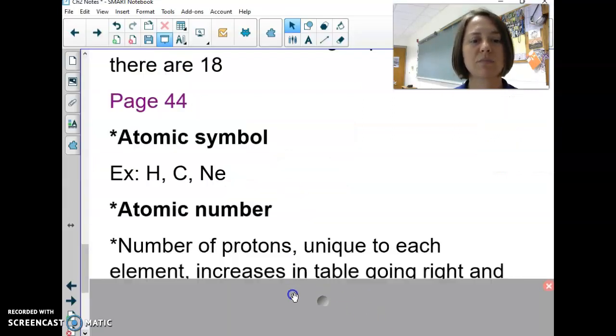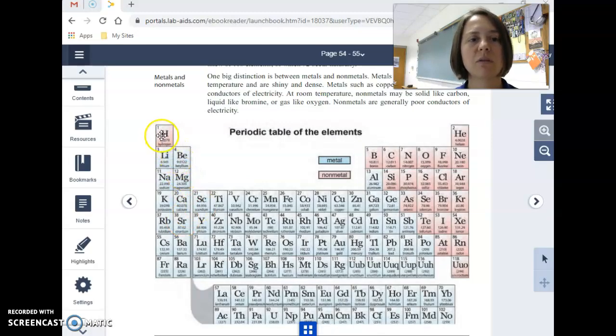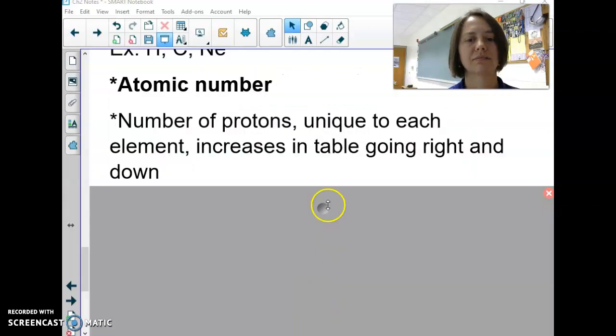So atomic number, as promised, is the number of protons, and it is unique to each element. And it's going to increase by 1 as you go right across the periodic table. So as you can see, the atomic number starts out with 1 with hydrogen, which means hydrogen has 1 proton. Going over here, helium has 2, and then we start in the next row, lithium has 3. And so if you change the number of protons, you get a new element.